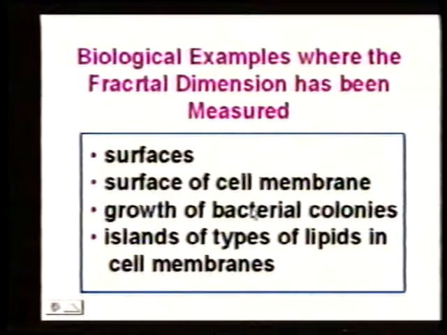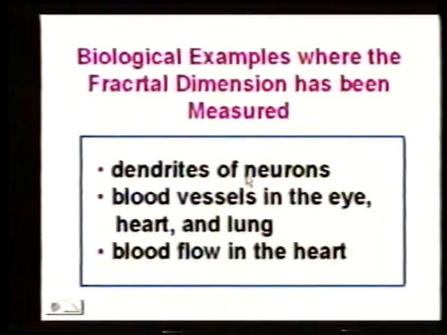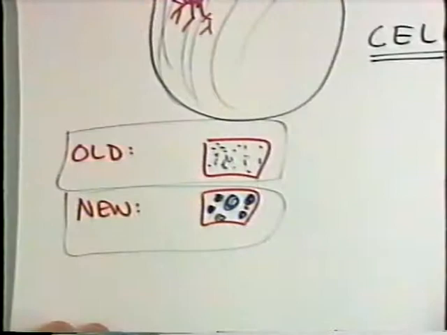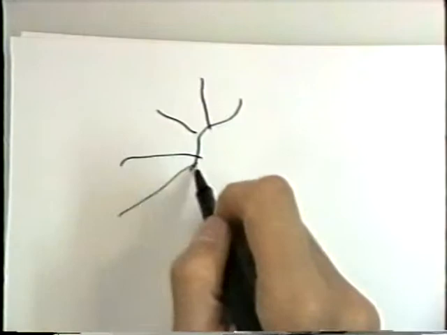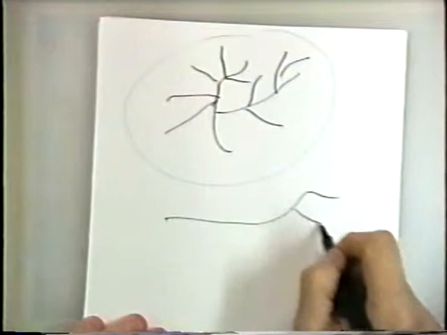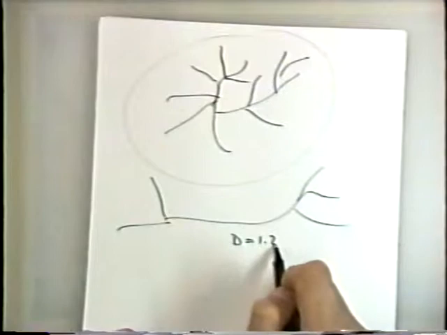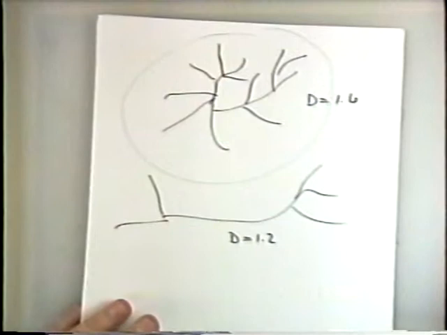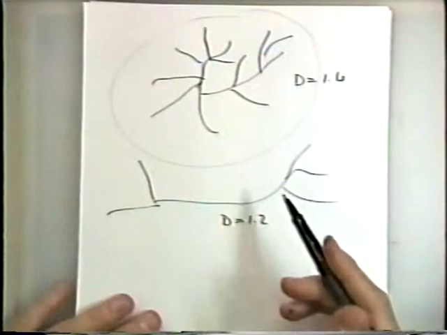Other examples where the biological dimension has been measured have been in dendrites of neurons. For example, a group that I'm not visiting next week in Washington, at the National Institute of Health, from Smith, has been looking at nerve cells. And the nerve cells have dendrites that branch. They've been looking at the fractal dimension as a way of categorizing different nerve cells. Some of them are more branched than others, for example, in the retina. This would have a fractal dimension of 1.2, and this would have a fractal dimension of 1.6. I can look at these and tell you pretty well what the fractal dimensions would be, actually. These are pretty accurate.